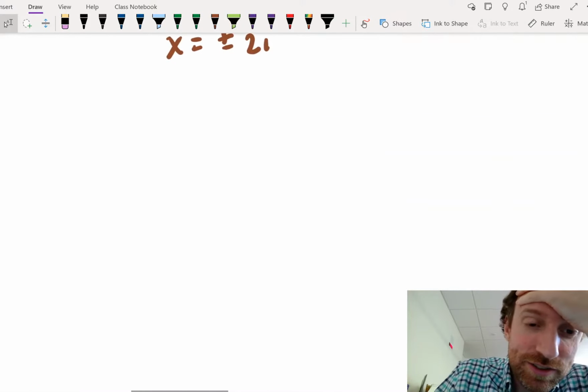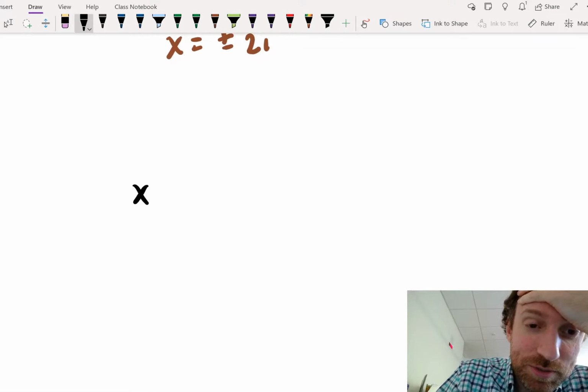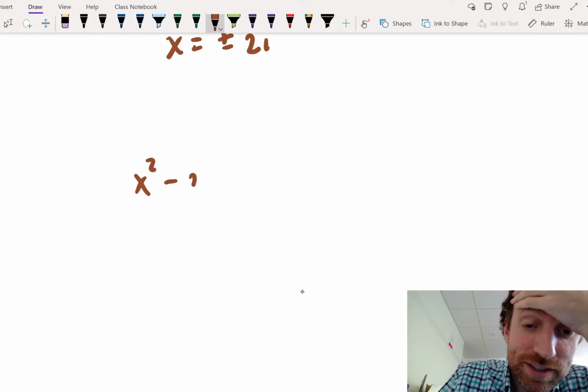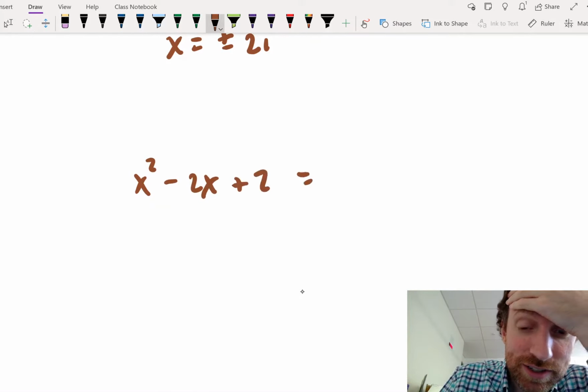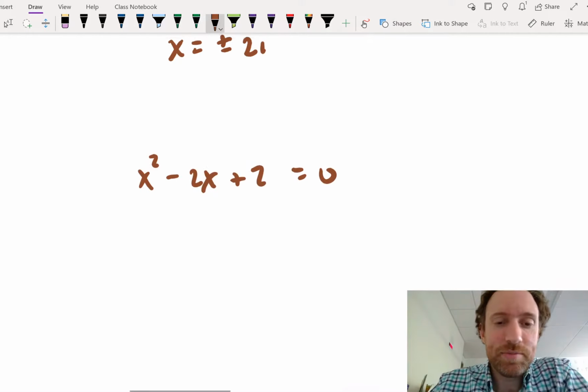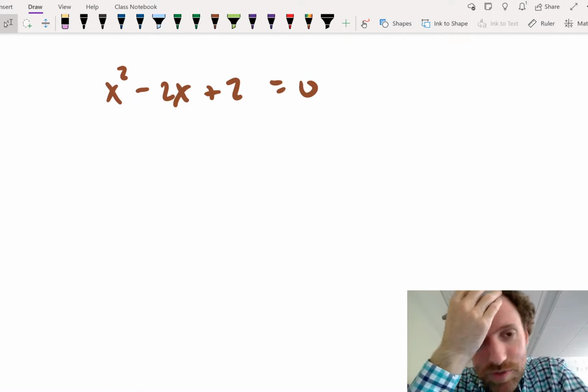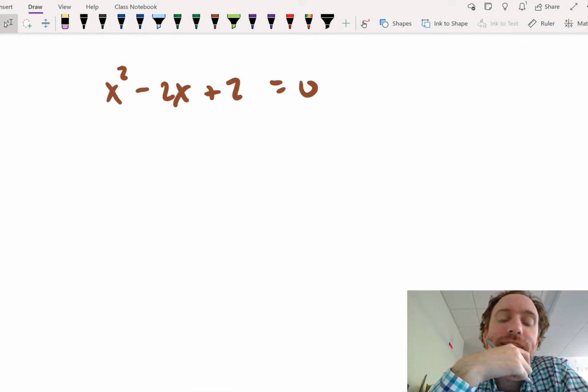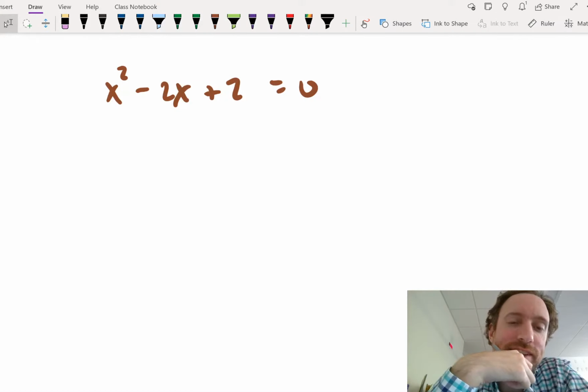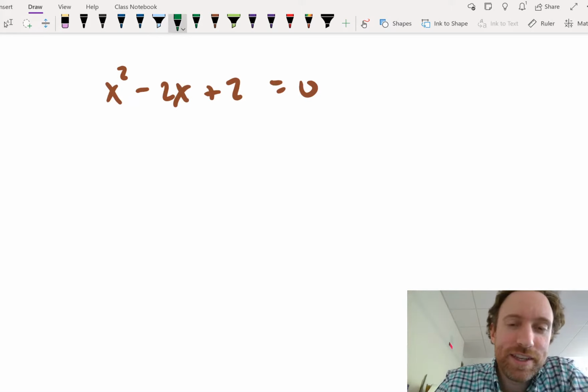Let's say you're solving quadratics and you come across this equation, x squared minus 2x plus 2 equals 0. This is not such a complicated quadratic. It's pretty friendly, has some nice 2's. Let's solve it. How do you solve it? By completing the square, of course.